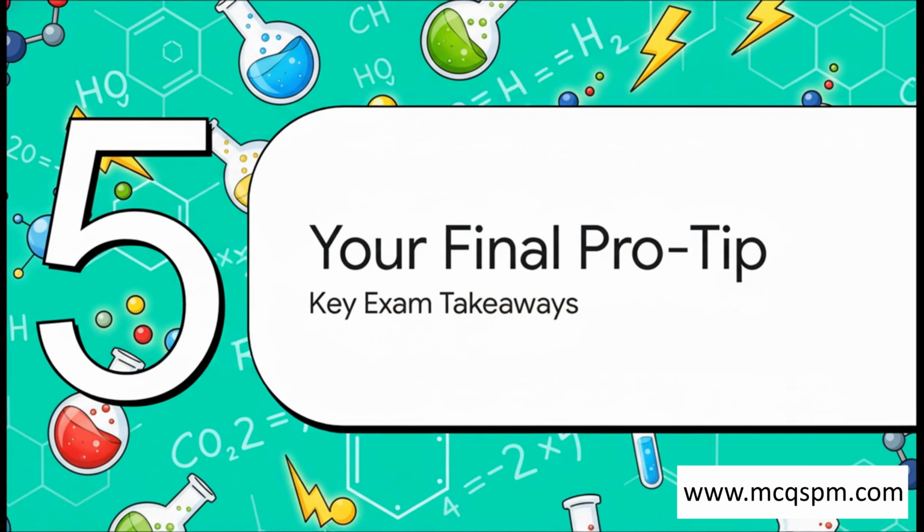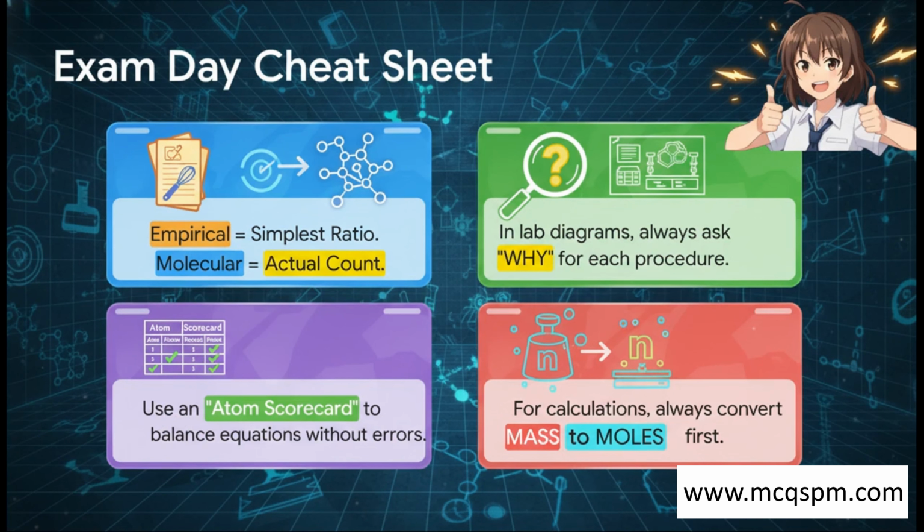Phew, we have covered a ton of ground. So let's boil it all down into the core strategies, your final pro tips for exam day. This is it, your exam day cheat sheet. Burn these 4 points into your brain. Empirical is the simple recipe. Molecular is the actual count. For lab diagrams, always ask why. Use that atom scorecard to balance equations. And the most important one, for any calculation, your first step is always convert mass to moles.